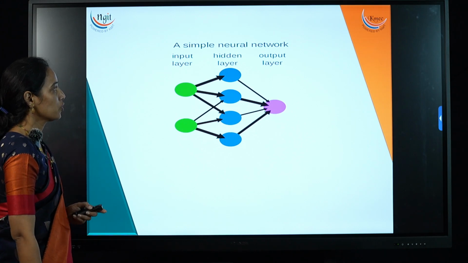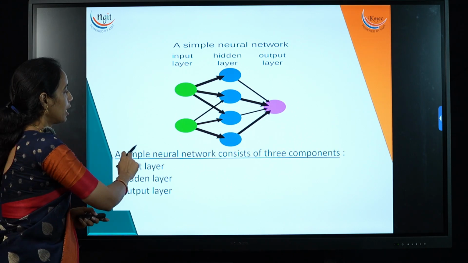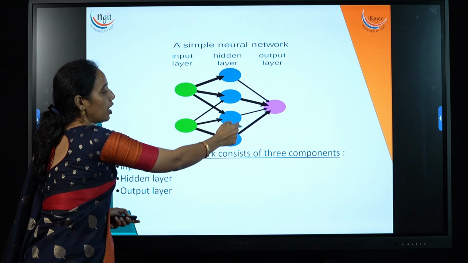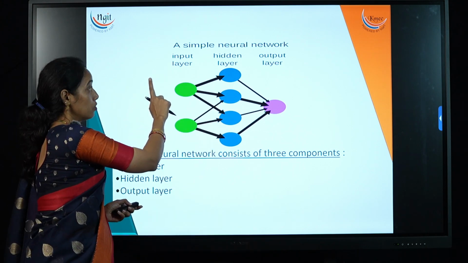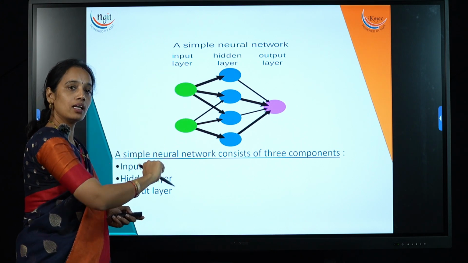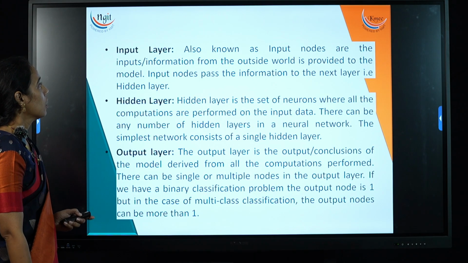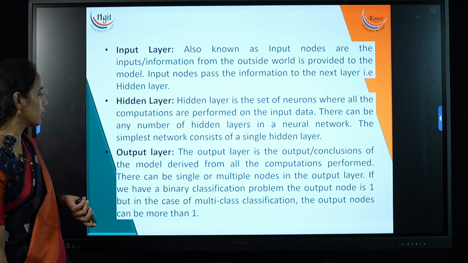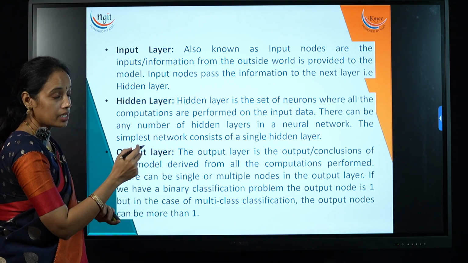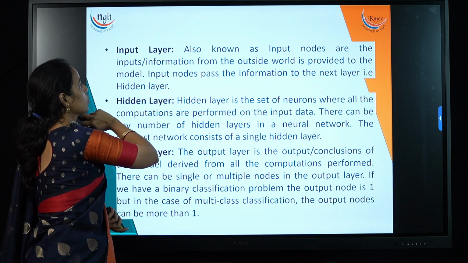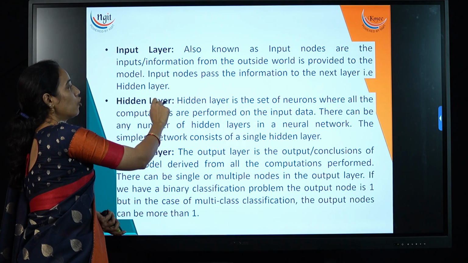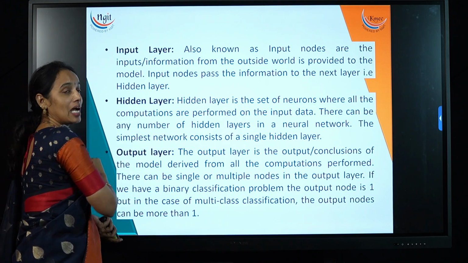And this is a simple neural network where we have an input layer, one hidden layer and one output layer. A simple neural network consists of a single input layer, a single hidden layer and a single output layer. Let us see what this input layer is. Also known as input nodes, they are where the inputs or information from the outside world is provided to the model, and this passes the information to the next layer, which is called the hidden layer.